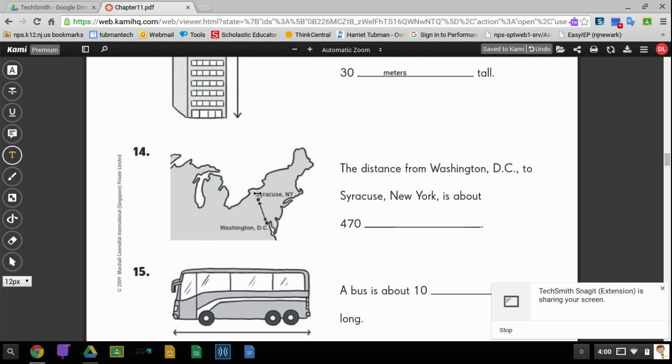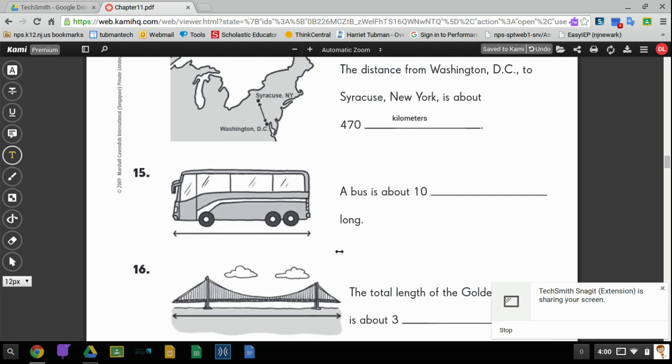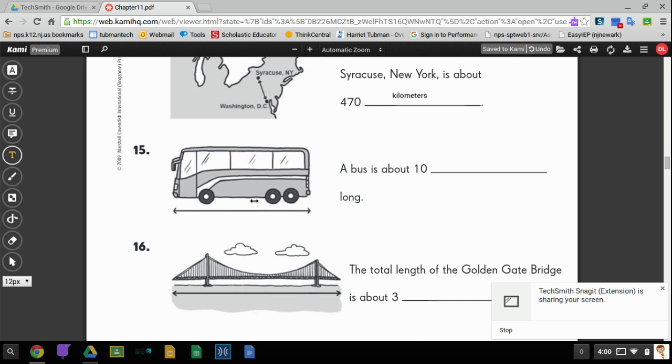14, let's look at this. Whoa, so we're looking at a map from Syracuse, New York to Washington, D.C. And we know that that is much bigger than a tree. So the distance from Washington, D.C. to Syracuse, New York is about 470 kilometers.